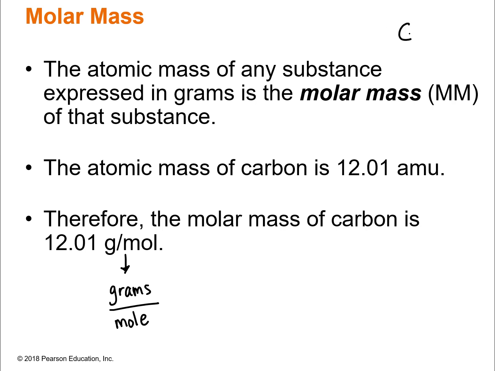Remember on the periodic table that there's a whole number above the symbol for the element, and you have that atomic mass at the bottom. The atomic mass at the bottom is what we're looking at when we're trying to figure out the molar mass of a substance.